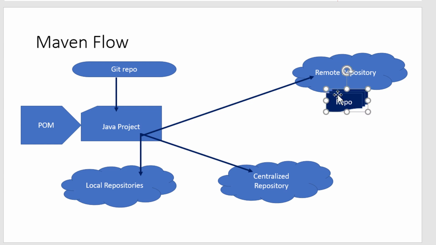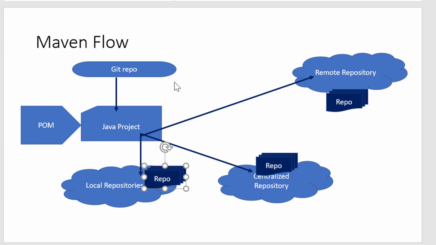It will download the libraries and bring them to the centralized repository or to the local repository, use them, compile the code, and deliver the compiled code that I will be using for automated testing or for delivery to the client. And in the continuous integration process, Maven plays a significant role.